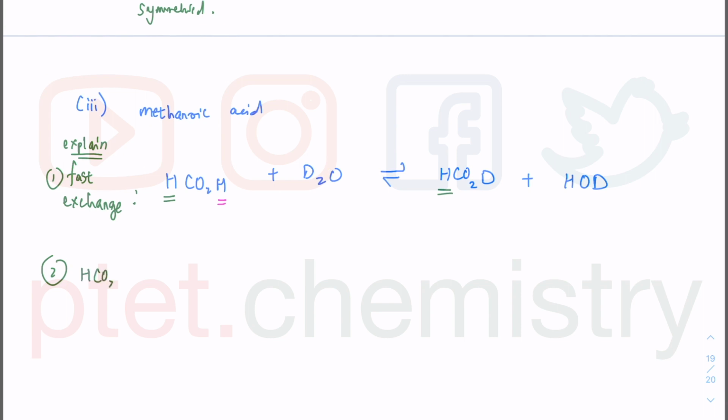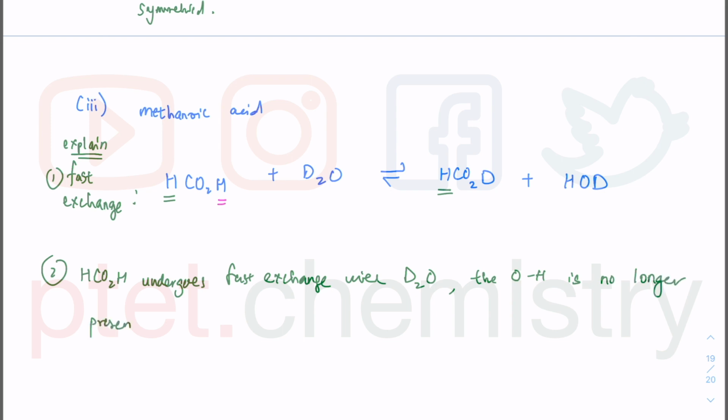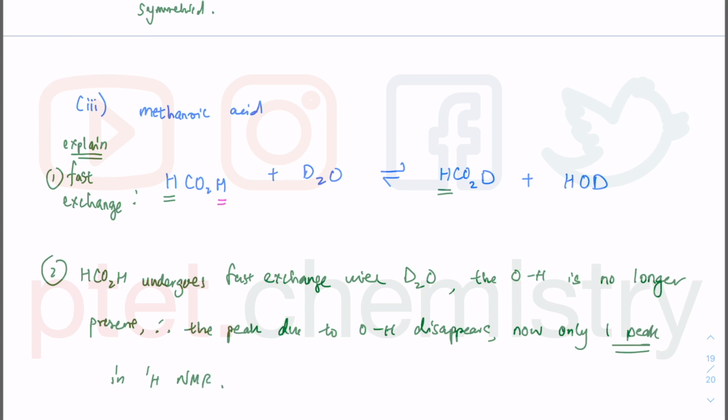So the HCO2H undergoes fast exchange with D2O. The OH is no longer present. Therefore, the peak due to OH disappears. Now only one peak in the proton NMR after this fast exchange.